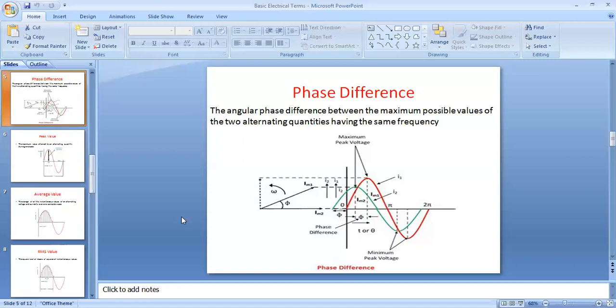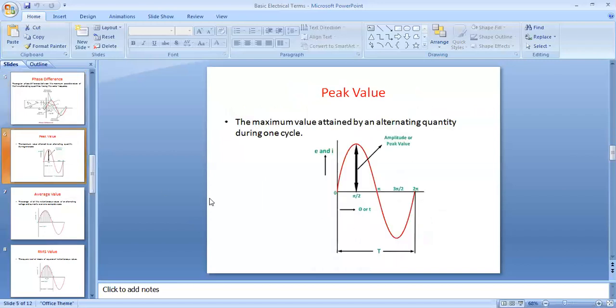Okay. Then the cycle. What is cycle? When any alternating quantity goes through a complete set of positive and negative values or goes through 360 electrical degrees, then it is said to have completed one cycle. So here in the waveform, we can see one cycle is given, that is 2 pi, meaning 360 electrical degrees.